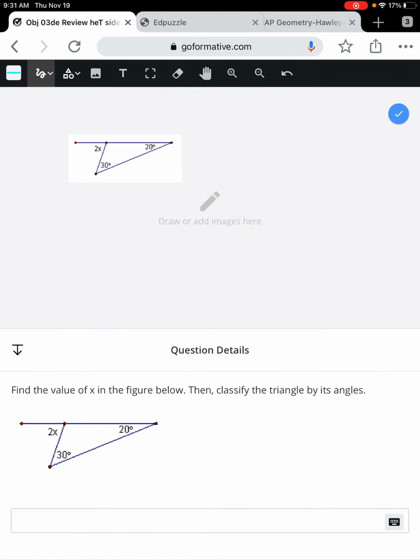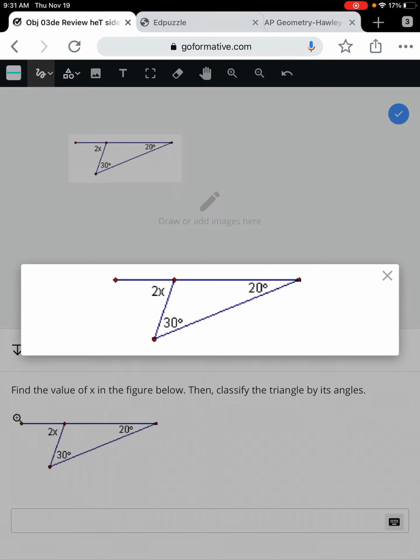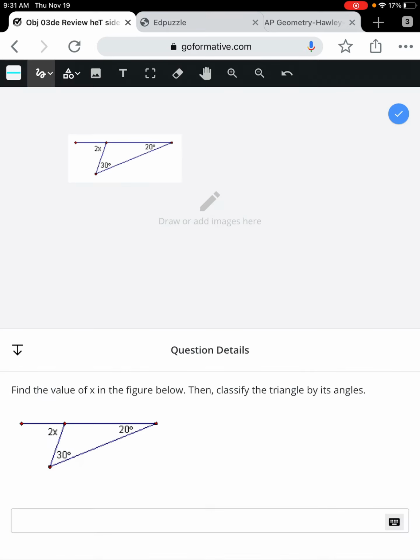Number 2, we use the exterior angles theorem. So I know the 30 degrees plus the 20 degrees is equal to 2x. So 20 plus 30 is equal to 2x. 50 is equal to 2x. And then divide by 2, x is equal to 25. Okay, so that's the first thing. I found the value of x, which is 25.